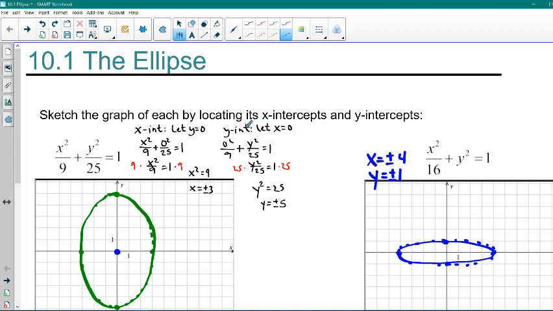Here we had to find the y-intercept, so we let x equal 0. Similarly, we solve and we get y is equal to positive or negative 5. So we have 5 and negative 5. So we want to be drawing some conclusions as we look at this. We see the equation, we see the ellipse. I didn't show the work for this one, but it is exactly the same process.